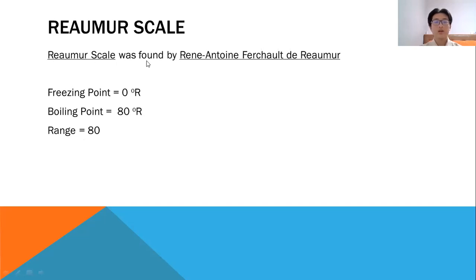Reaumur scale. The Reaumur scale was founded by René Antoine Ferchault de Reaumur. The freezing point for Reaumur is 0 degrees Reaumur. The boiling point is 80 degrees Reaumur. Now, to find the range, it is 80 minus 0, and we have a range of 80.